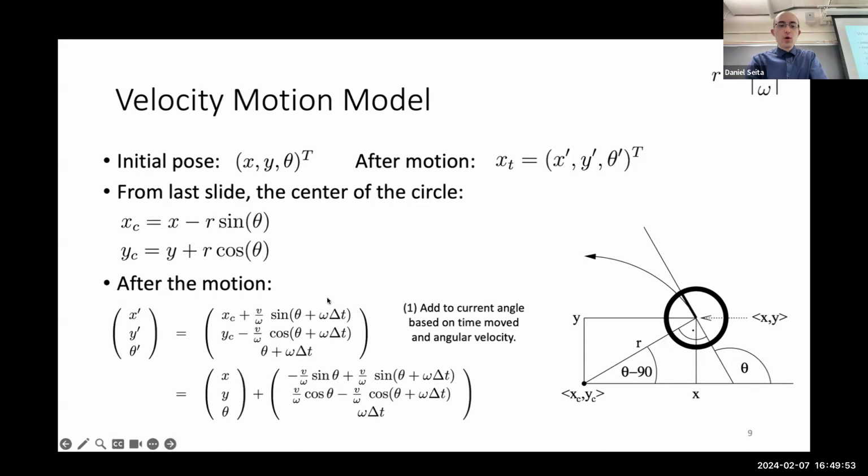So to summarize, you add to your current angle based on the time moved and the angular velocity. That's just changing whatever angle is inside your sines and cosines. And then here you rewrite it as your old state plus new stuff. Then for the next time step, you just repeat this. That gives you the formula to determine the next pose, given the current pose plus the action. Again, that's the whole point of your motion model or the transition model.